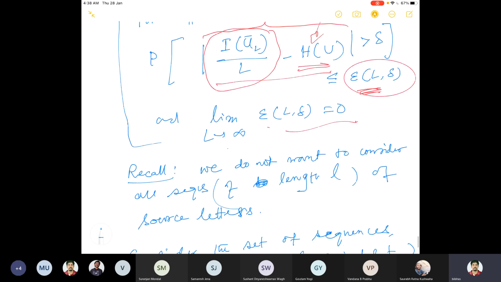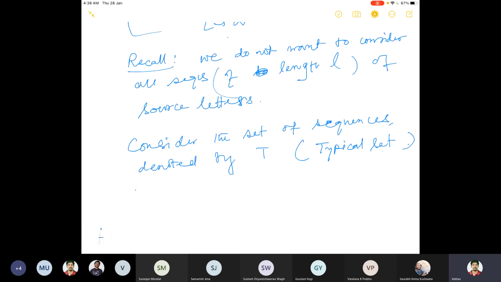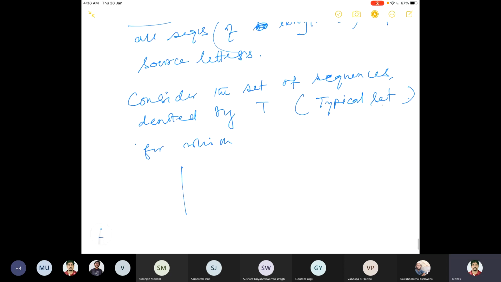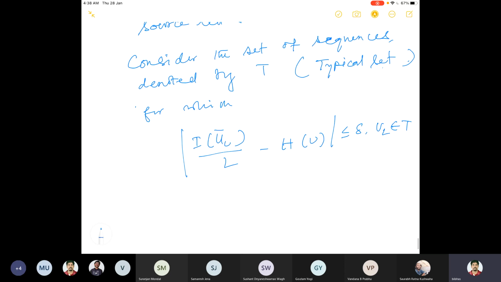So, I'm simply saying that |I(U^L)/L minus H(U)| is less than or equal to delta, for all U^L belonging to T. This is what we want, and this is true for any delta and L. This is the set of all sequences, let's say, for which this is true.